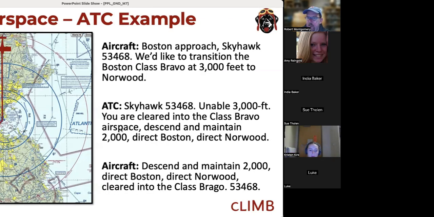Okay. So you can kind of imagine the case. So let's say we're flying down towards, I don't know, we're going to Providence or something, right? And we say, hey, Boston approach, this is Skyhawk 53468. We'd like to transition the Boston class Bravo at 3,000 feet to Norwood. Right? I like using Norwood because that's like a good exit point out of the airspace, right?